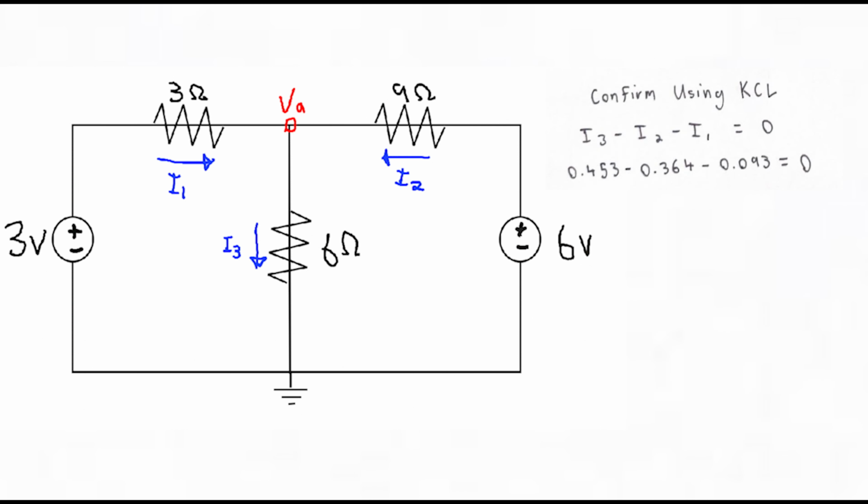Lastly, to confirm you have done the right steps, you can use KCL to find the sum of all currents. We do this from the KCL equation of I3 minus I2 minus I1 equals 0. If the sum of all currents equals 0, you have done this correctly.